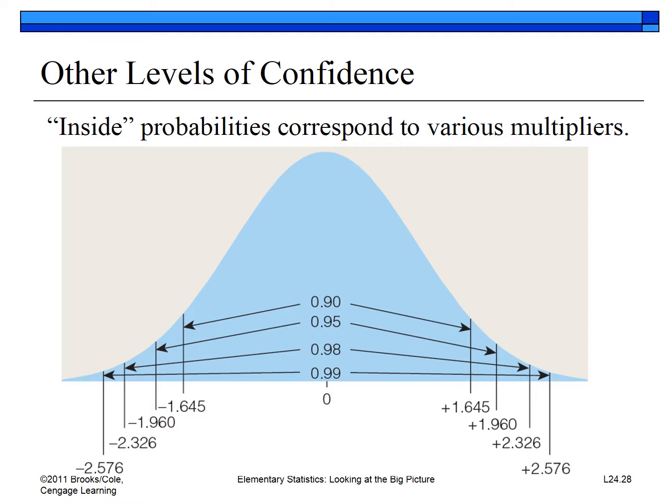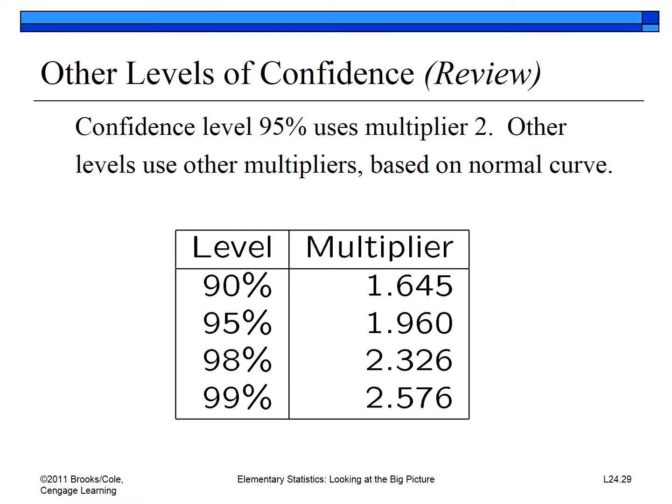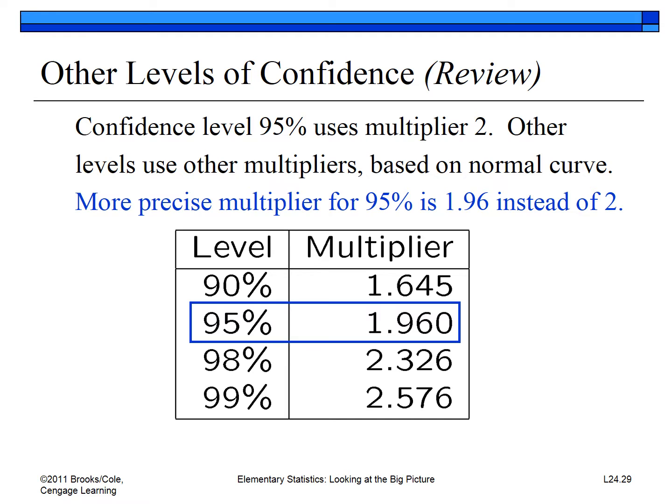This chart also shows you what the appropriate multipliers are. For a 98% confidence interval, we'll use a multiplier of 2.326. So to review, we can use this chart to figure out the appropriate multiplier for our confidence intervals. To be more precise than 2, a 95% confidence interval would use a multiplier of 1.96. We'll typically round that off to 2.